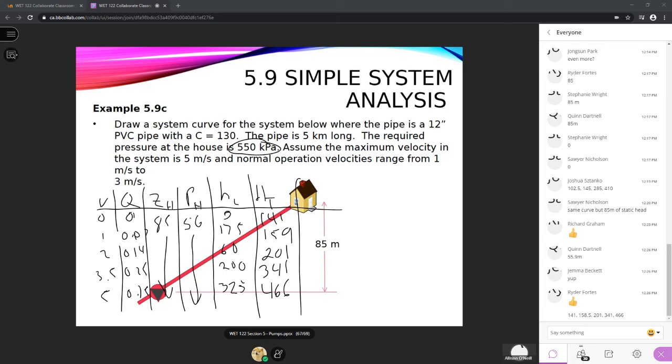Great. And then we're going to graph that again. And so it's the same idea as we had on the previous ones, where we graph our head versus our flow. But in this case, instead of starting with a static head of 85, we're starting with a static head of 141 meters. And then our curve goes up from there.